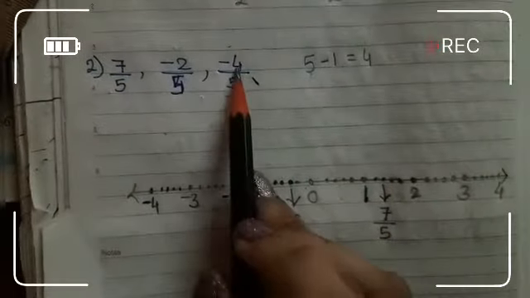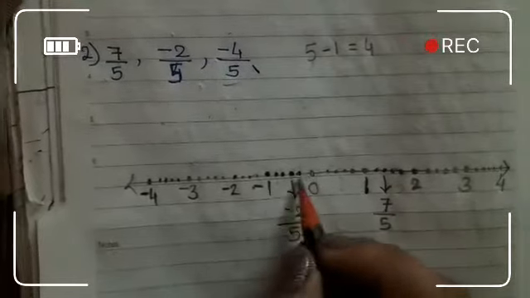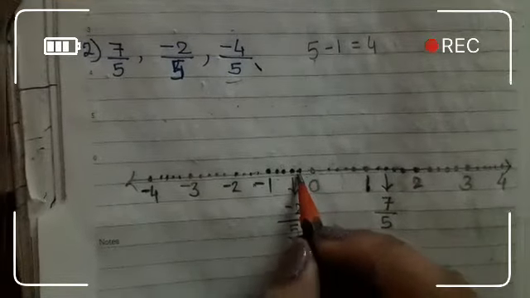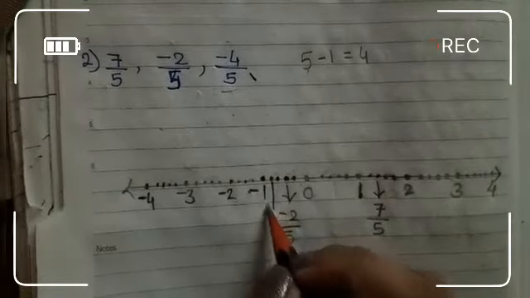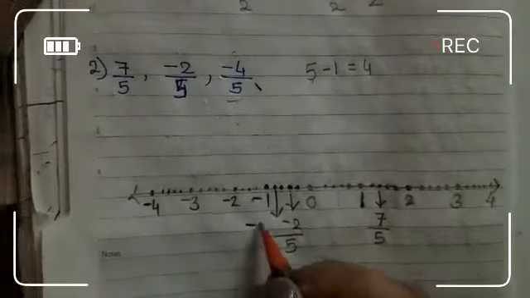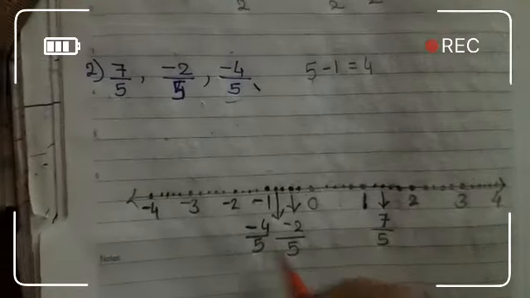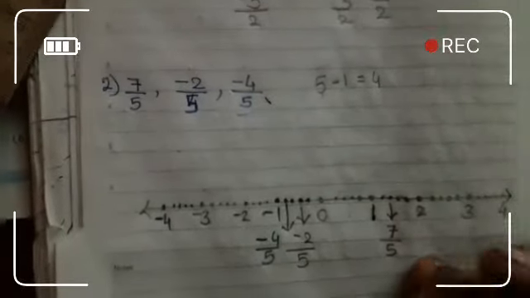So this is minus 2 upon 5. And then there is minus 4 upon 5. This is also negative, so behind 0, not after it. 1, 2, 3, 4. So this point is minus 4 upon 5. Okay, so I have solved the first one, second one. Now we are going to solve the third one.